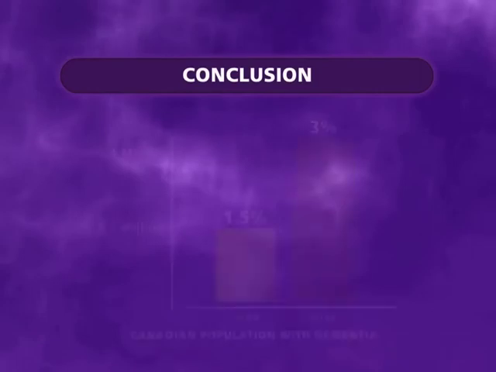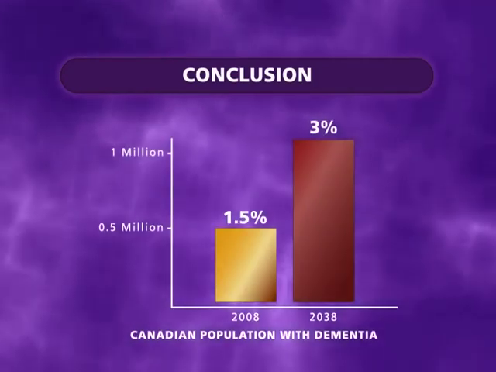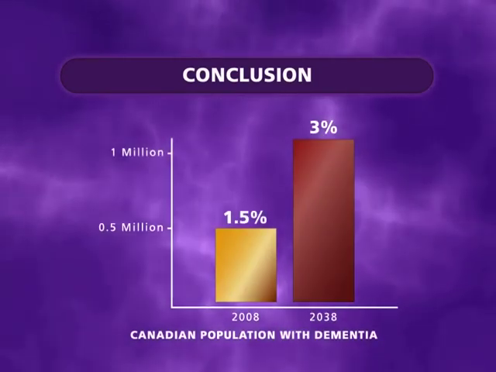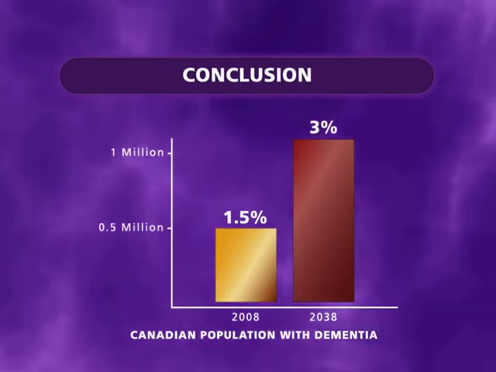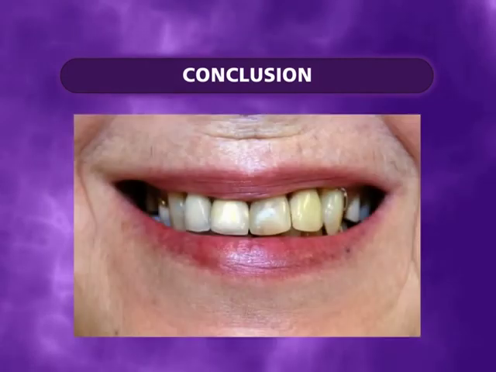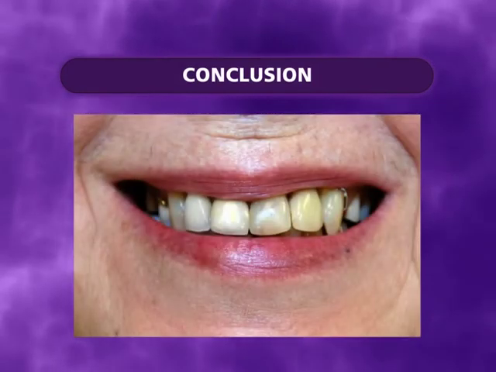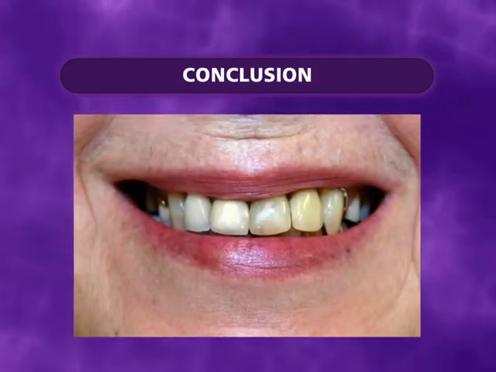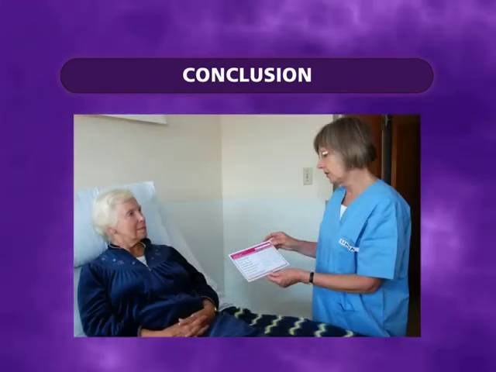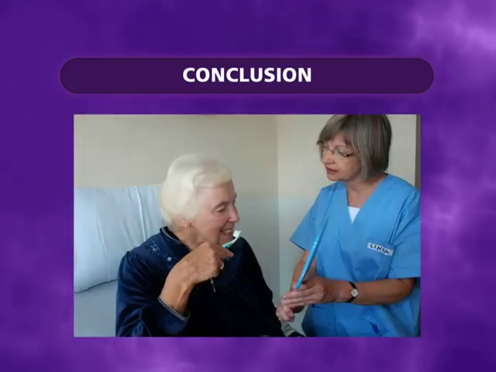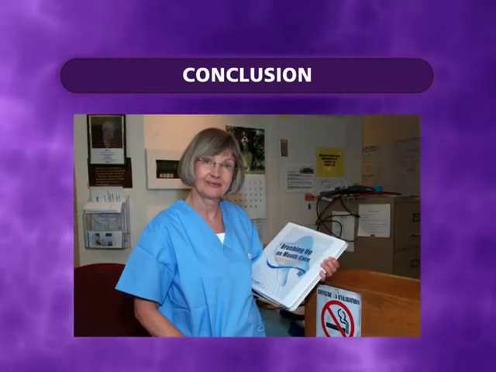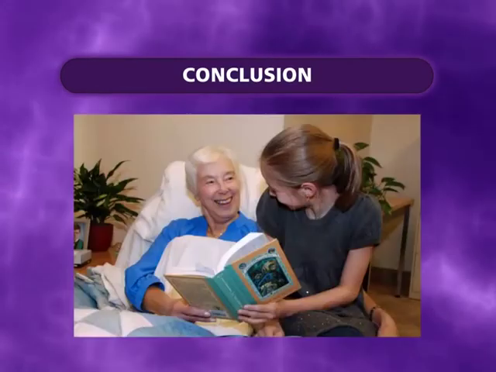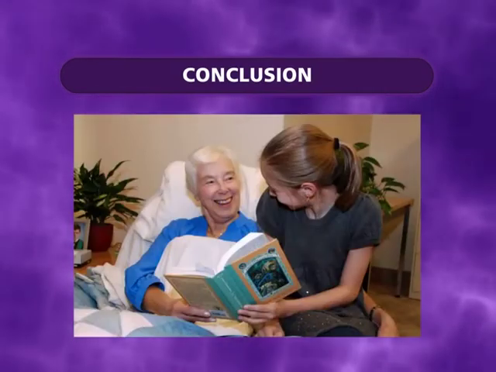Conclusion. We must remember by the year 2038, approximately 3%, or just over 1 million Canadians, will be living with some form of dementia. We must also remember that more Canadians are aging and retaining their natural teeth, which will increase the importance of supporting and providing adequate oral care. Increasing awareness and knowledge on this subject among administrators, care staff, residents, and their families will be key.